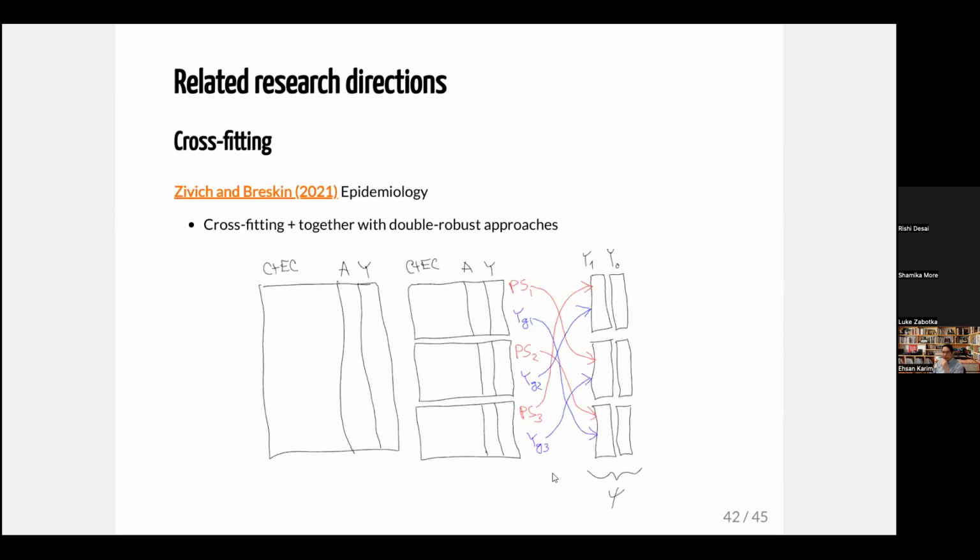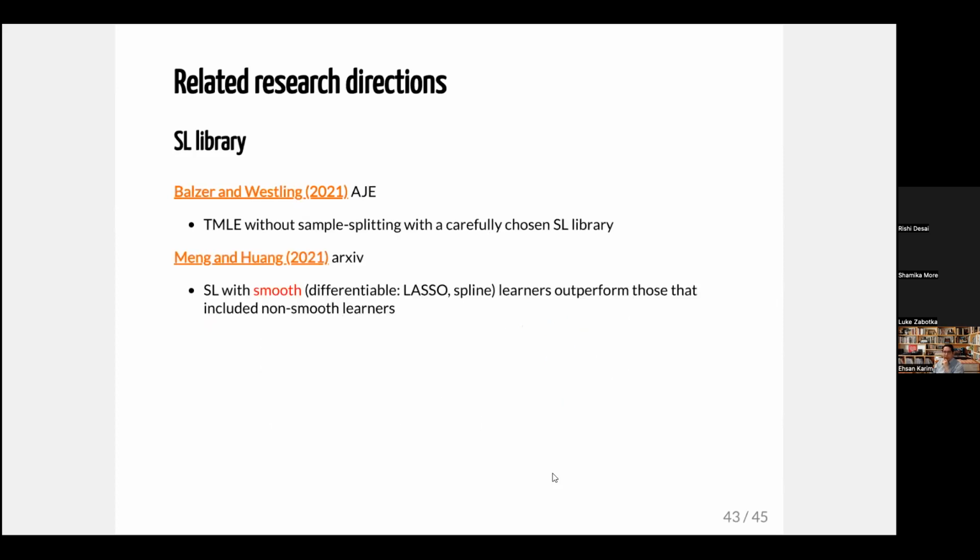There are other papers such as this Zivik paper that proposed this cross-fitting algorithm. This is basically an algorithm similar to cross-validation, but it has a different organizational layer, and this shows some good statistical properties if you use them in your analysis when you are using non-parametric or machine learning methods.